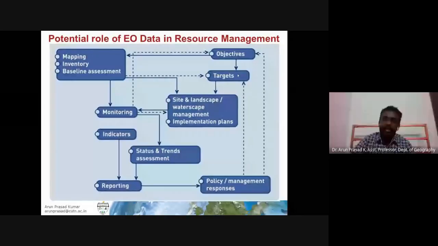Based on the monitoring, I can frame an objective. For example, if the forest is continuously degrading, my major objective is to understand how the forest has changed over the last four decades. Based on that, I can frame the targets: how the deforestation has progressed over the years, at what interval, and at what rate deforestation has become more intense. Based on these targets, we can have site and landscape management. We can recommend management strategies to the management agencies, and they can come up with water management approaches. So we can frame status and trend assessment, do the monitoring and derive indicators.